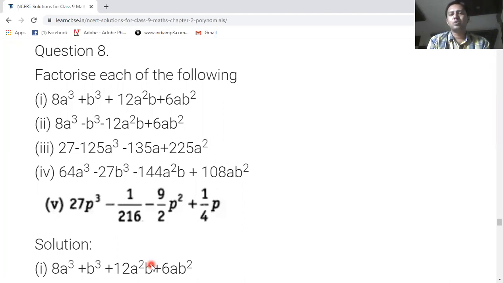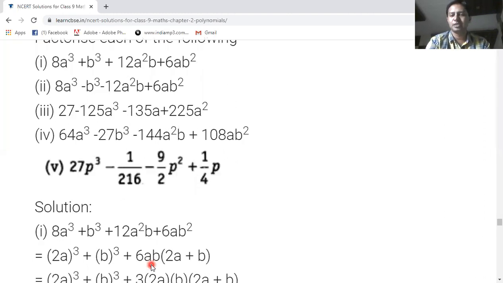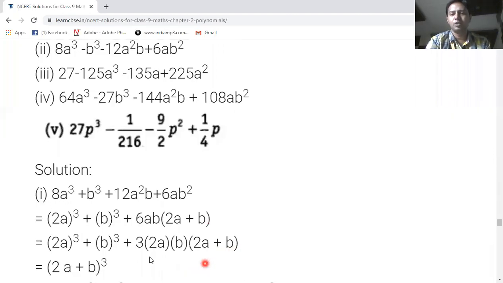Now for 12a²b and 6ab², we can take 6ab common from these two, left with (2a + b). So this is (2a)³ + b³ + 6ab(2a + b). This 6ab can be written as 3 into 2a into b.